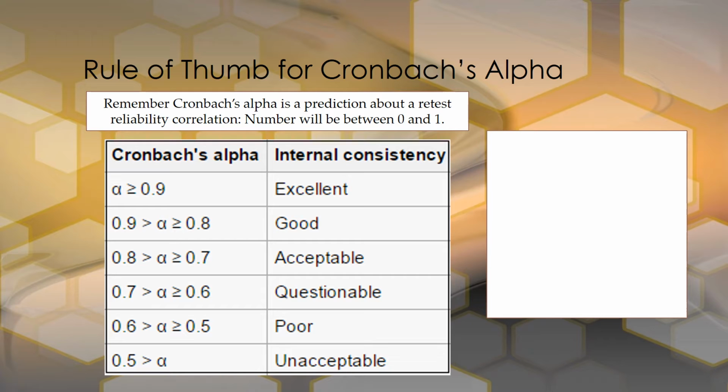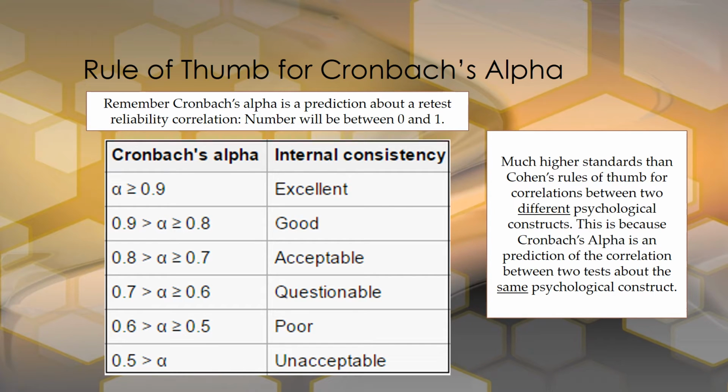Remember, this is a measure of reliability of your scale. It's trying to predict the retest reliability based on the internal consistency of your test. So it's looking at the inter-item correlations. We'll talk about that a little bit more later.